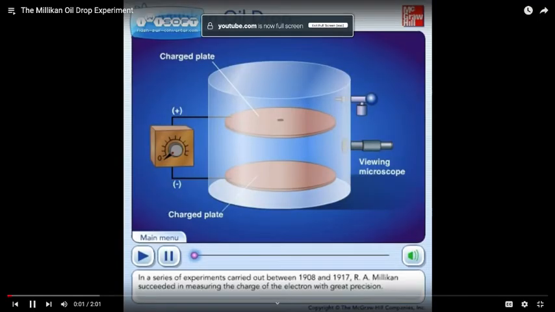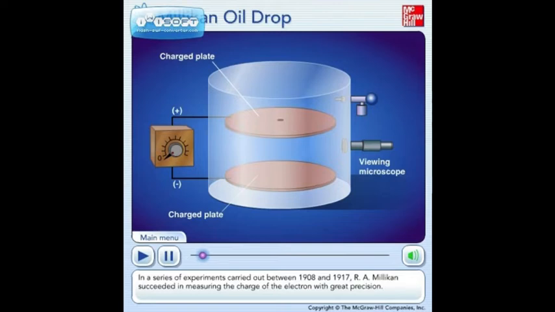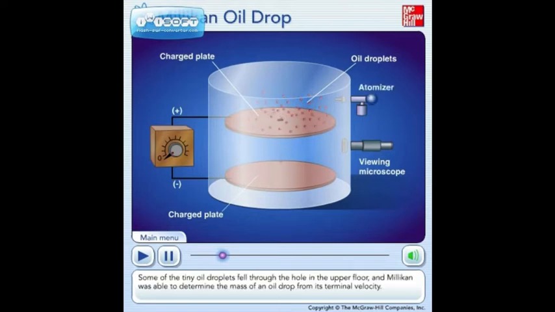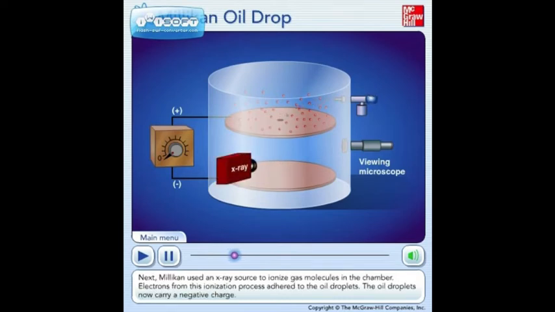In a series of experiments carried out between 1908 and 1917, R.A. Milliken succeeded in measuring the charge of the electron with great precision. In his experiment, a fine mist of oil was sprayed into the upper chamber with an atomizer. Some of the tiny oil droplets fell through the hole in the upper floor, and Milliken was able to determine the mass of an oil drop from its terminal velocity. Next, Milliken used an X-ray source to ionize gas molecules in the chamber. Electrons from this ionization process adhered to the oil droplets. The oil droplets now carry a negative charge.